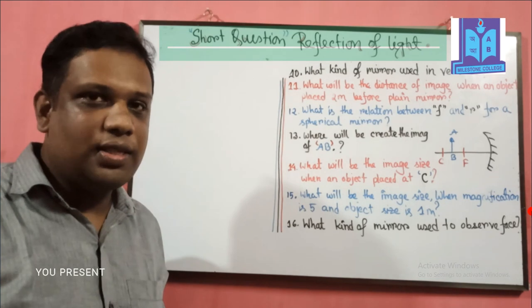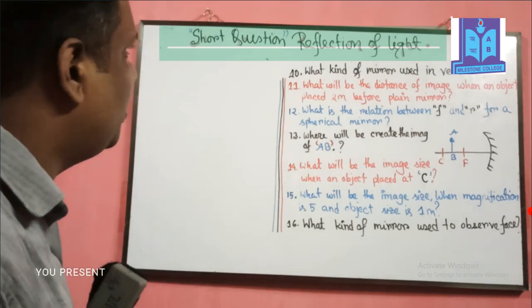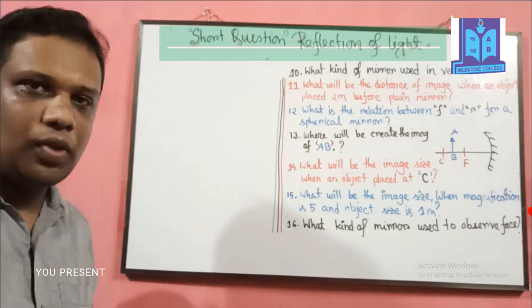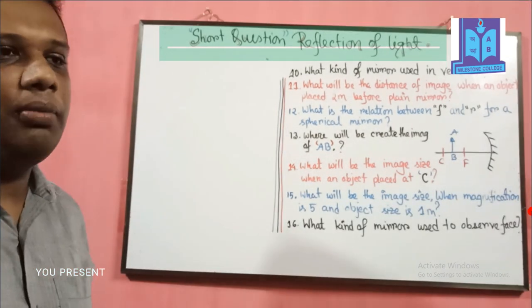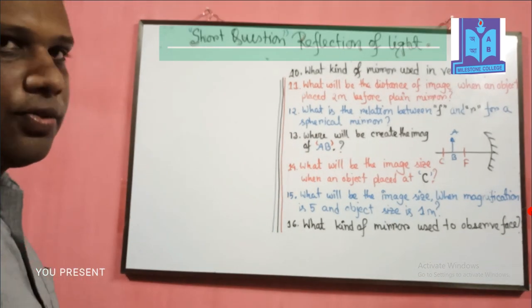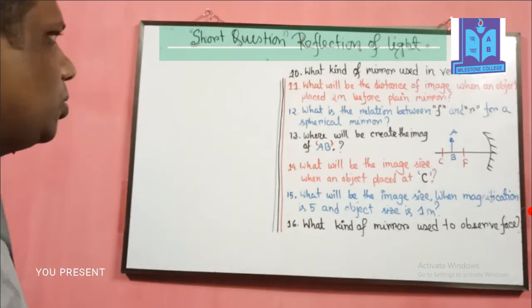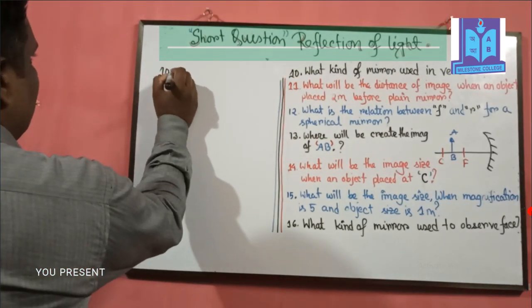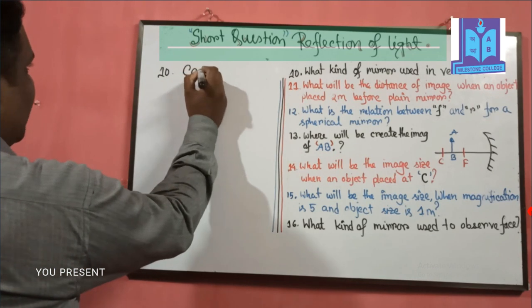Okay my dear students, now the next portion: what kind of mirror is used in a vehicle? A vehicle means motor vehicles such as a car, truck, bus, etc. So here the answer will be convex.